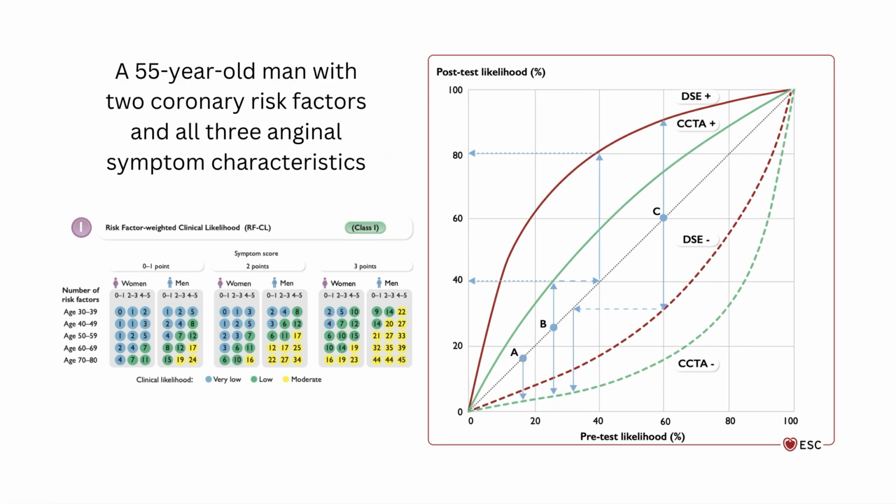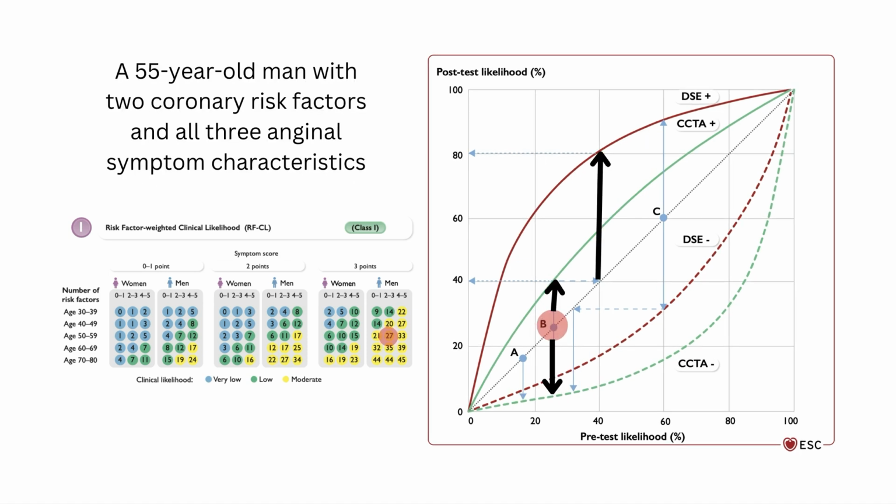And let's have this example that will show us the importance of combining anatomical and functional imaging. Let's assume we have a 55-year-old man, 2 coronary risk factors, and all 3 anginal chest pain characteristics. Based on the risk factor weighted model, his pretest likelihood of coronary disease is intermediate, 27%. A negative coronary CT scan would mean that the post-test likelihood is less than 10%, and we can stop testing at this stage. But if the CT scan is abnormal, then the post-test likelihood moves from 27% to 40%. Why is that? Because CT scan can overestimate the lesion severity. So maybe alone it's not enough.